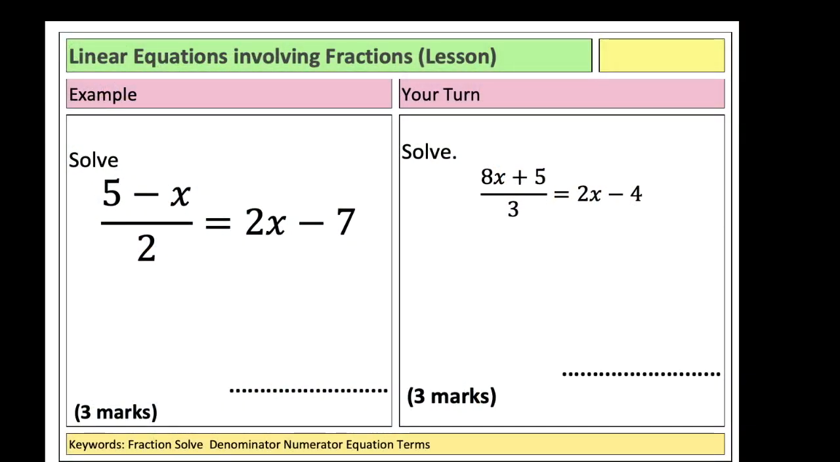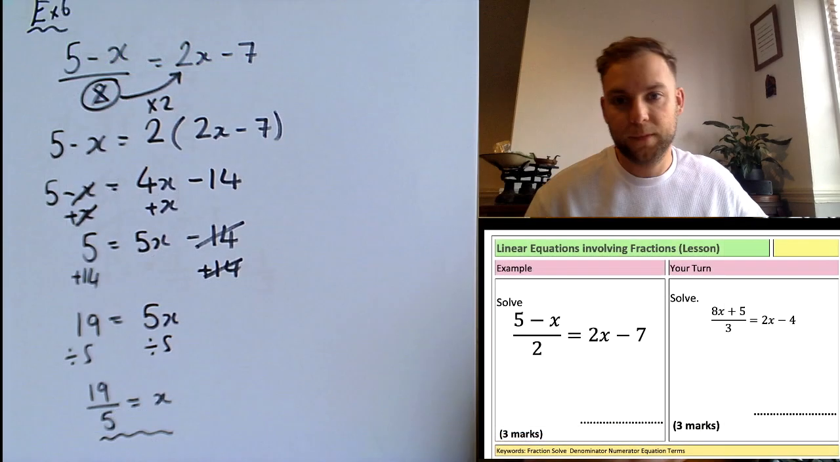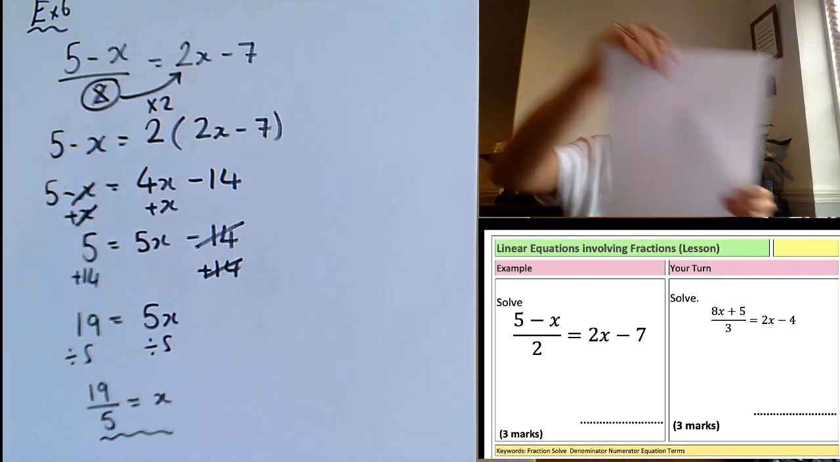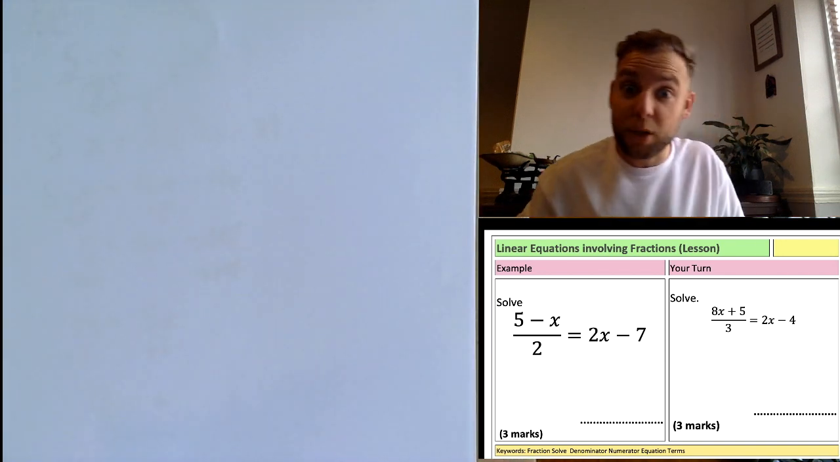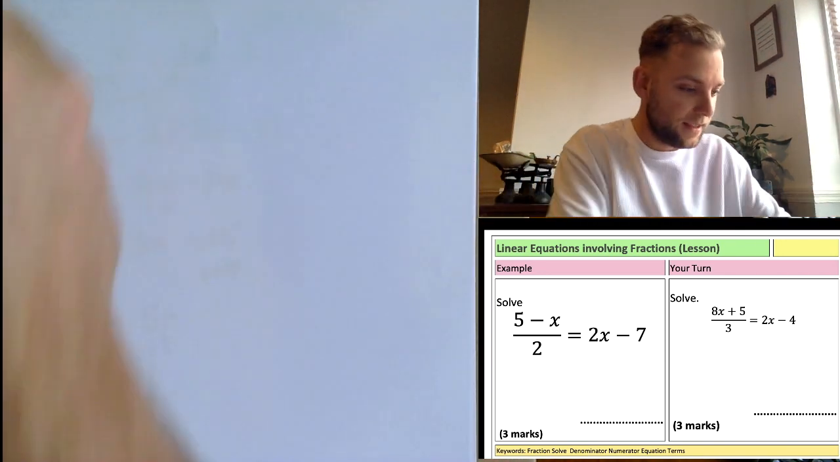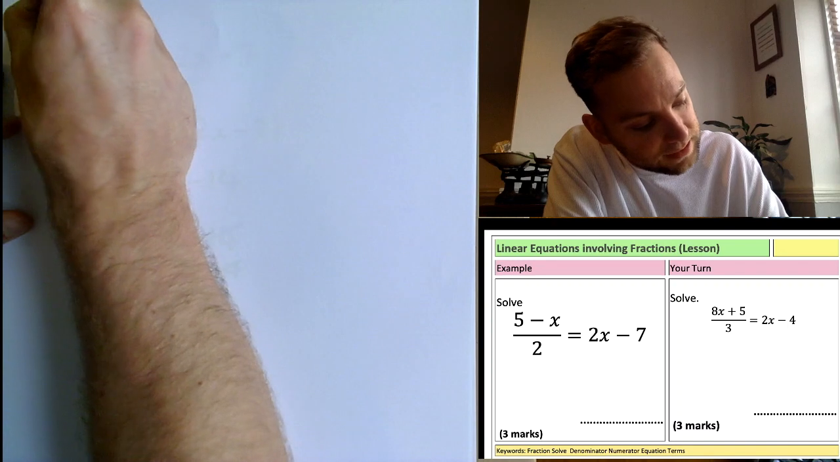Have a go at that yourself. Notice these are worth 3 marks. Both of these have come up on a past paper at some point. Okay, I'm going to have a little go at it. So make sure you are having a go at these, because remember, the only way to learn maths is to do it. This is example 7 now.